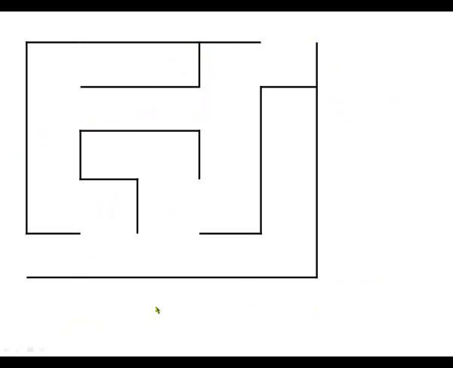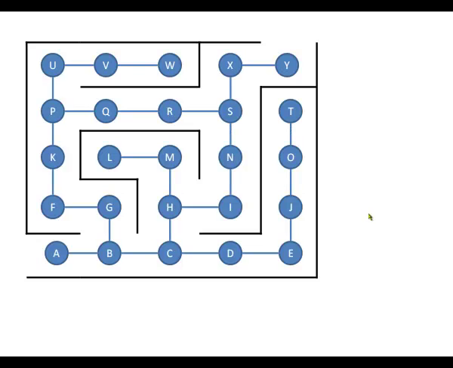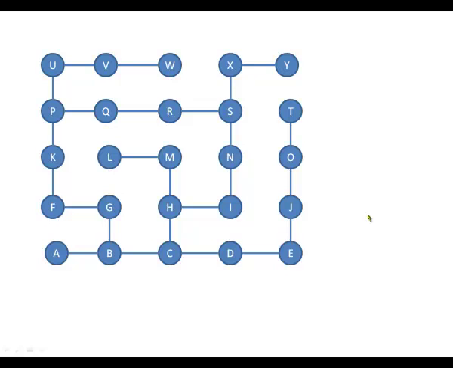Now let's apply this traversal method to solve a maze. Here I have a simple maze. If I add a vertex at each spot in the maze, and then I add edges between these vertices that are not separated by a wall, and then I remove the maze, we're left with a graph.